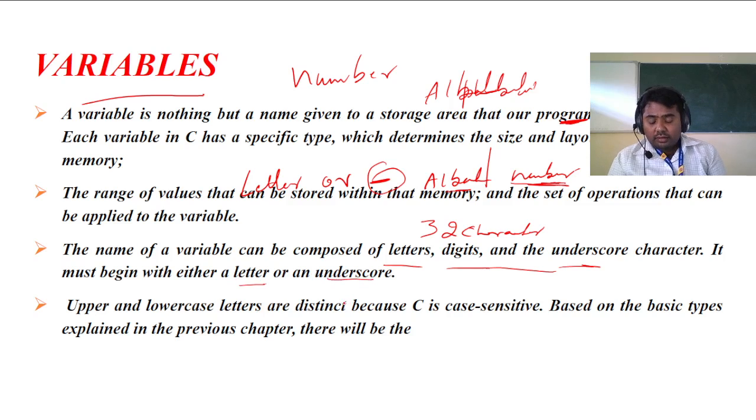In C language, variables are case sensitive. The capital letter A is not the same as the small letter a. If I say int A, it is totally different from int a. Both are integer variables and both can contain values, but both are pointing to different memory locations.